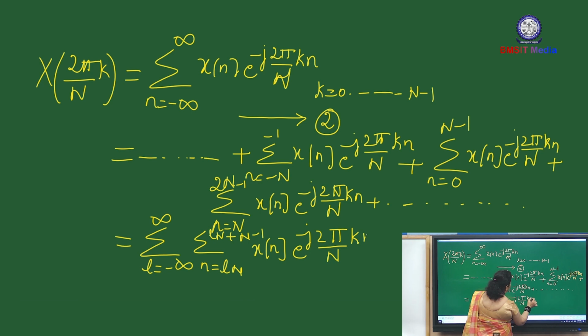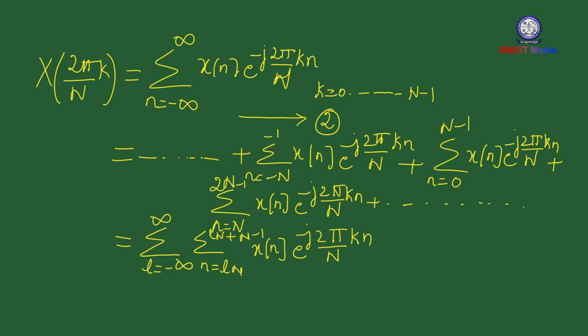k n. Now in this summation, I'll do a reordering of the summation, and I'll change this n to n from n minus lN. Let us see what will happen after this. So remember this expression; I'm naming this as equation 3. So I'm reordering the summation. On the left hand side I have X of 2 pi by N k equals, so what is that?